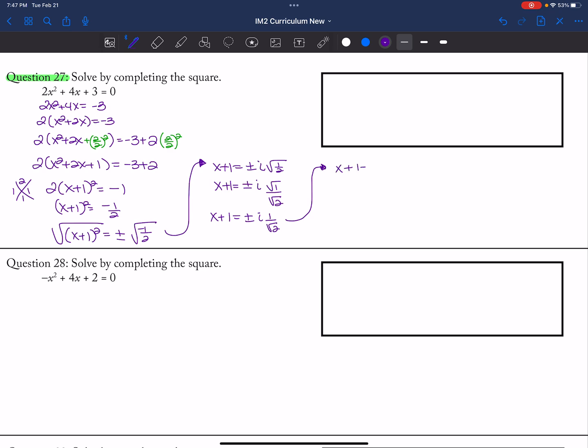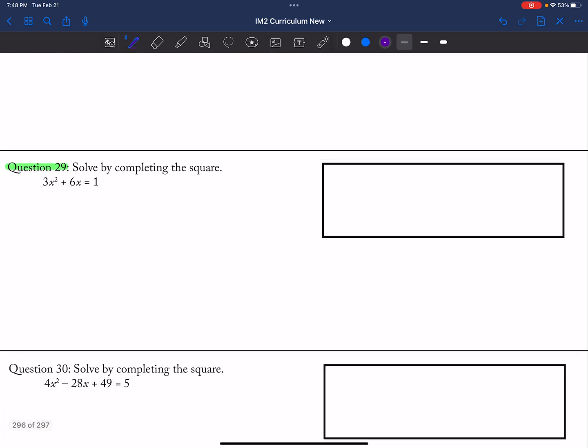X plus 1 is equal to, so technically it is plus or minus 1 over root 2 i, and then I subtract 1. So negative 1 plus or minus 1 over root 2 i. And we'll talk about what to do with the square roots when we actually do this square root section. So negative 1 plus or minus 1 over root 2 i. Okay, that's 27, 29. Hopefully 29 is not as bad as 27.